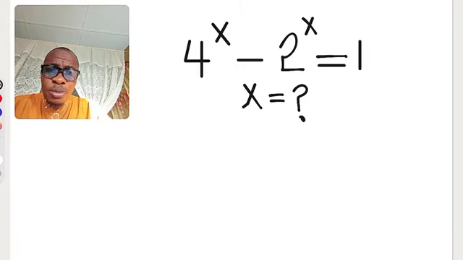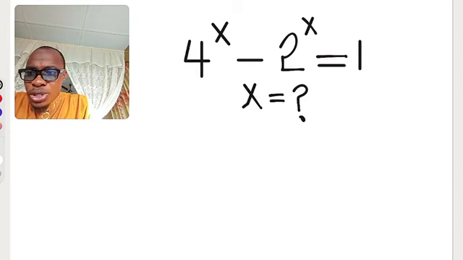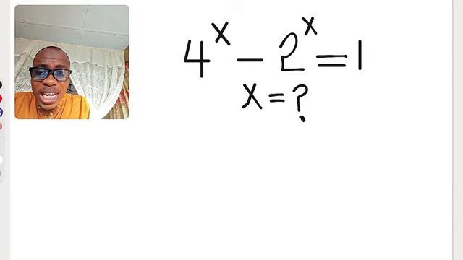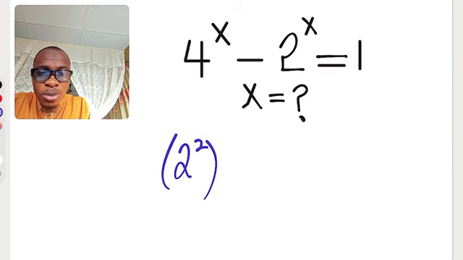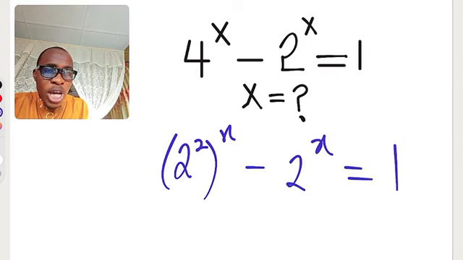4 to the power of x minus 2 to the power of x equals 1. How are you going to do it? Now, this is what we're going to do. I'm going to rewrite the equation, having 2 to the power of 2 because of the 4 there, then to the power of x, minus 2 to the power of x, equals 1.